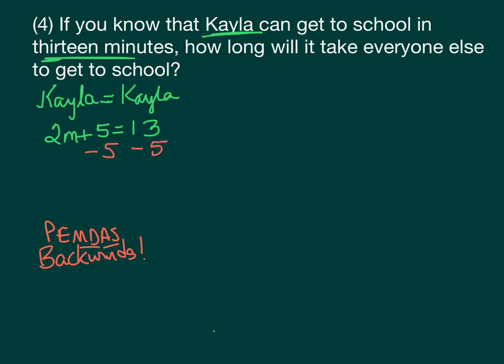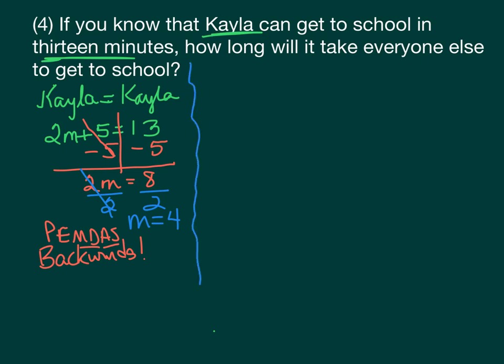Now, it's very important that whatever you do to one side, you do to the other side. We think of it as a seesaw, and we want it to never tip to one side or the other. I subtract 5 from both sides. These two cancel. I'm left with 2M on this side, and 13 minus 5 is 8. Just like before, the opposite of multiplying by 2 is to divide by 2. Those cancel, and then M equals 4.